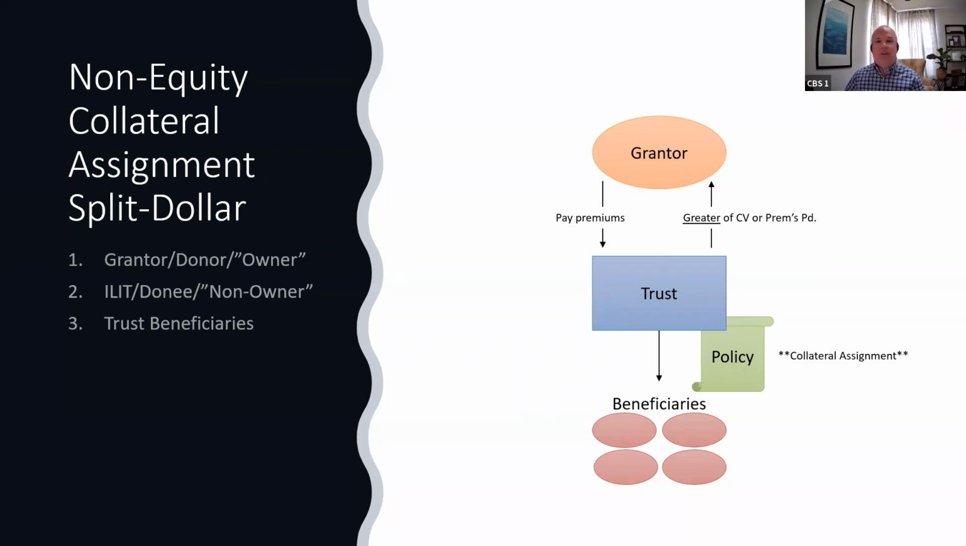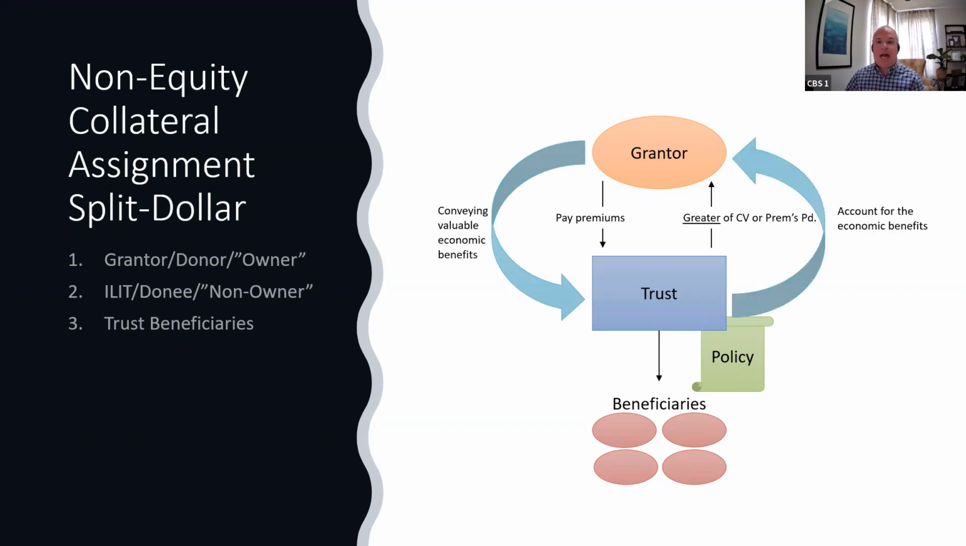Now, on its face, this looks like an interest-free loan. I'm going to advance premiums in exchange for those premiums being paid back to me, unless the cash value exceeds the premiums, then I get that too. So how do we square this with the idea that it can't be an interest-free loan? I mean, it's pretty obvious that the grantor is conveying valuable economic benefits. Well, those economic benefits have to be accounted for. So what are economic benefits and how do we account for them?